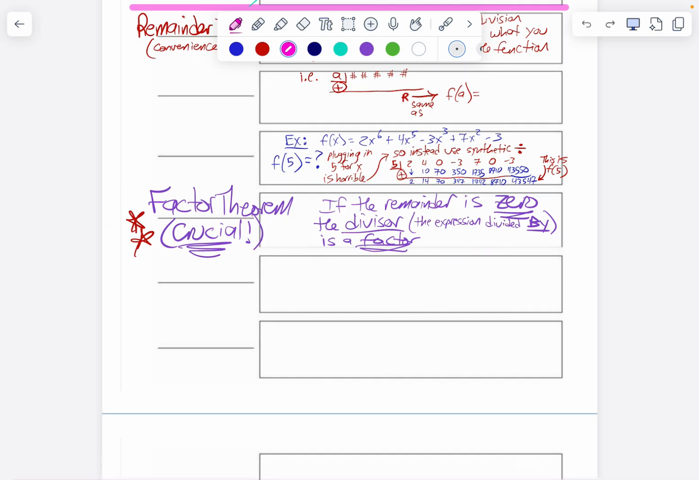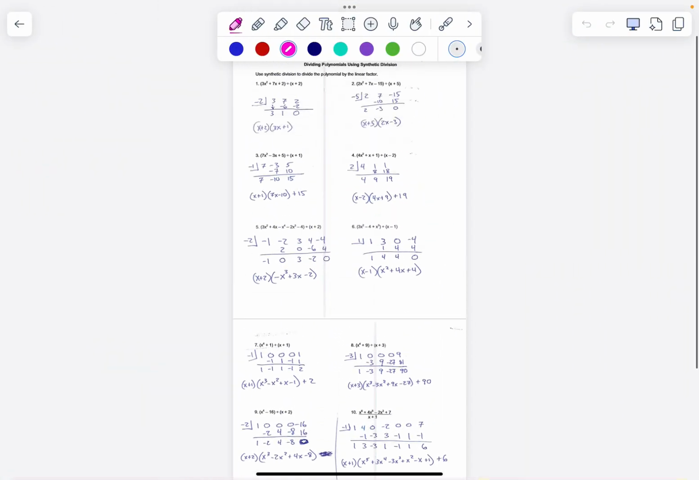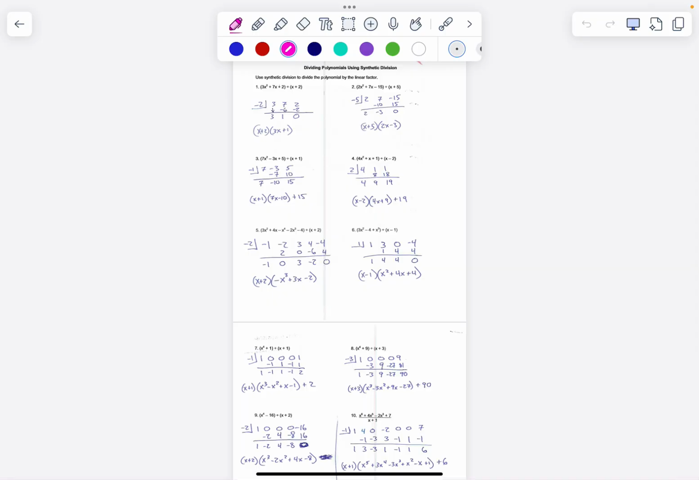So look at your sheet now. Pull that one from homework. Don't shout this out, but I want you to tell me which ones of these the divisor was a factor on.